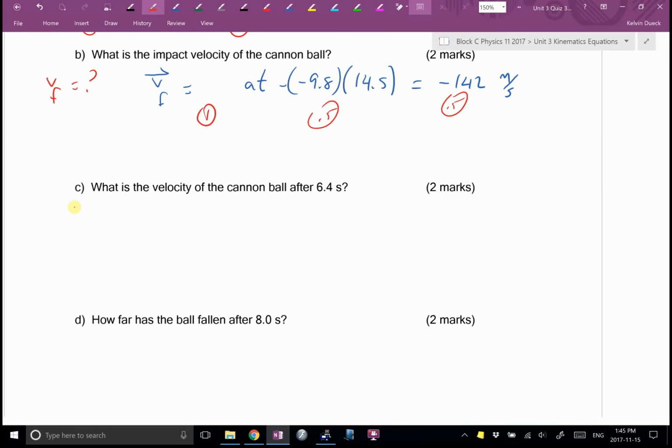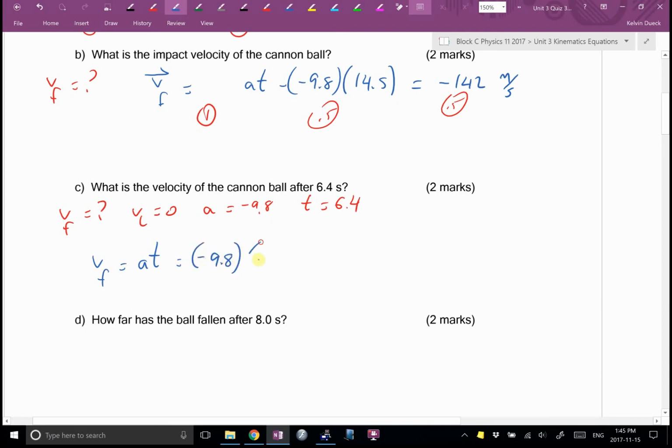Now we've got a new question, so I'll read DFIC. It definitely wants me to find a V final. V initial was 0. A was negative 9.8. You know what? I'm going to use exactly the same equation. I'm going to use VF equals VI plus AT. VI is 0. Can't make me write it. So it's going to be negative 9.8 times 6.4.